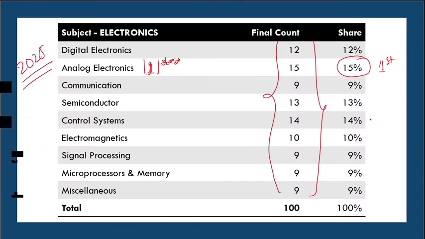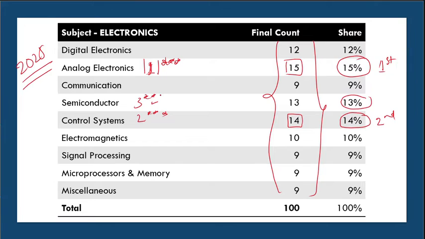Now coming towards the second topic, that is control systems. There were 14 questions asked before from control systems and 15 questions from analog electronics, and then 13 percent, that is semiconductor devices, which are the basic fundamental blocks for any electronics engineer, right? So 13 questions.